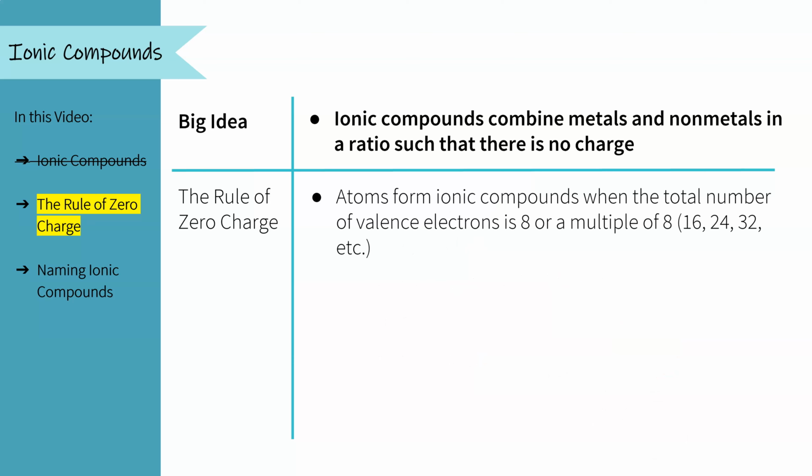Another way to think about this is that atoms form ionic compounds when the total number of valence electrons is 8 or some multiple of 8, like 16, 24, 32, or so on. Let's look back at these two examples again. So magnesium has 2 valence electrons, and each of our 2 chlorines have 7. That gives us a total of 16 valence electrons.